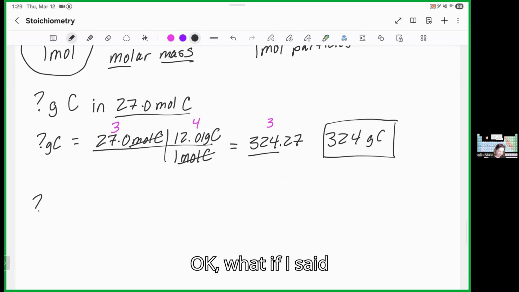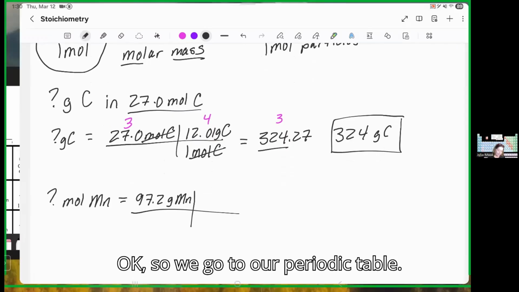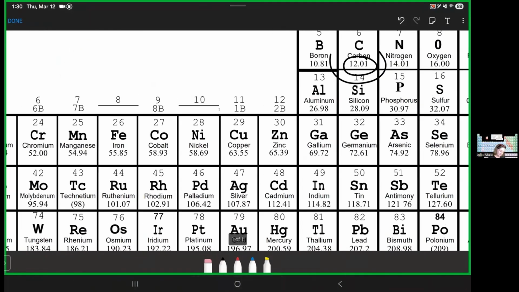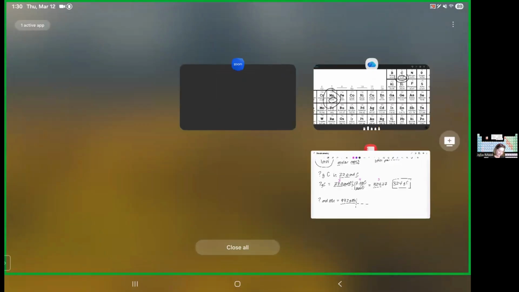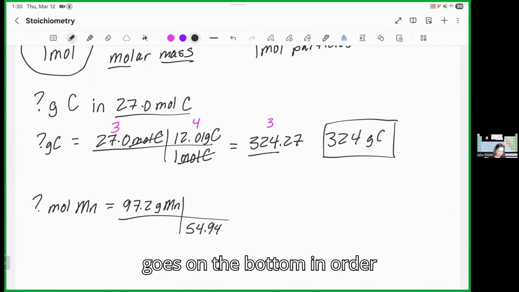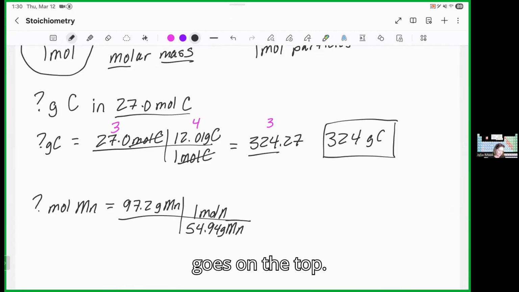What if I said how many moles of manganese in 97.2 grams of manganese? So we go to our periodic table, and here's our manganese. It weighs 54.94. This time the grams goes on the bottom in order to cancel grams, and our mole goes on the top.